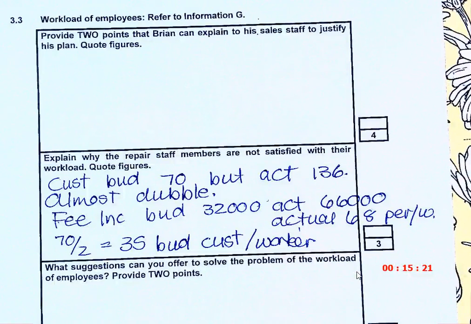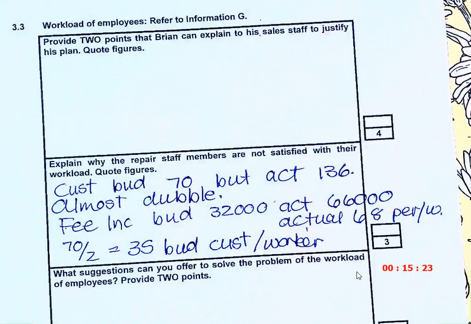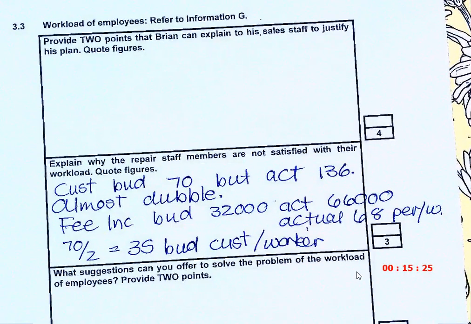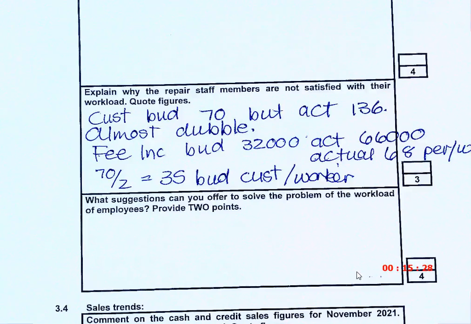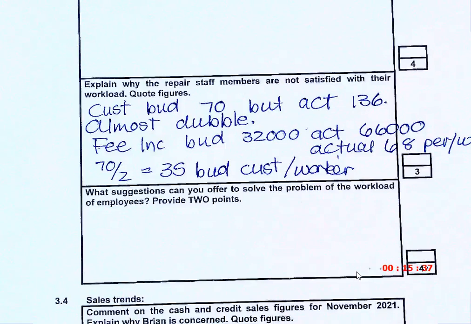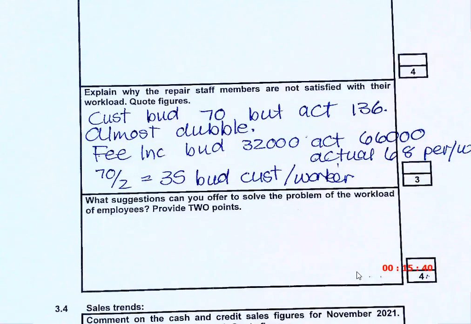What suggestions can you offer to solve the problem of the workload? Now you see it's 2 points, each one counting 4. So what would you do? Move some of the sales people. One of the things you'll definitely do is make the sales staff less, and train them to repair stuff. What's the other thing you would do?